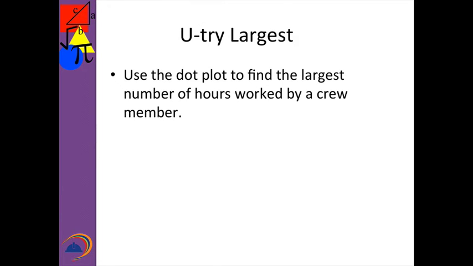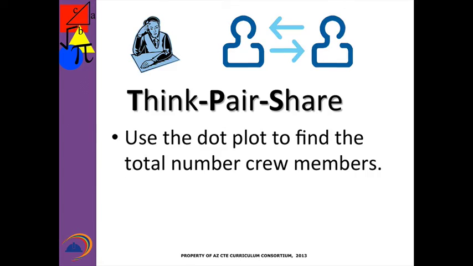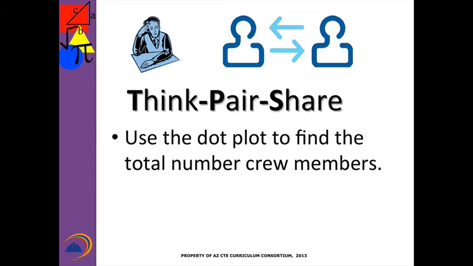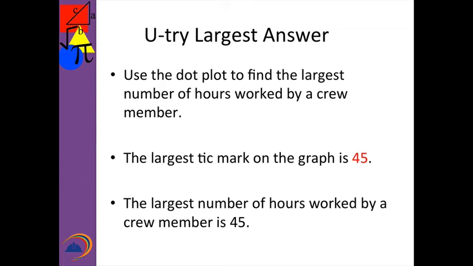All right, next question. Use the dot plot to find the largest number of hours worked by a crew member. So let's go back and look at our dot plot. With your partner, write down what you think. All right, pause the video while students discuss, and I'll meet you back here in a minute. Welcome back. It looks by this dot plot that the fewest number somebody worked was 35. It looks like one person worked 45 hours. So let's see if that was right. Let's go through, and here we go. It was 45 hours. It was the biggest tick mark on the graph.